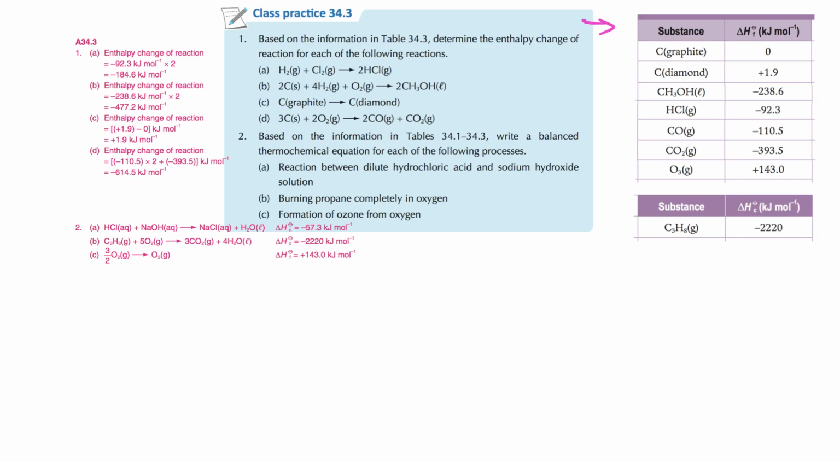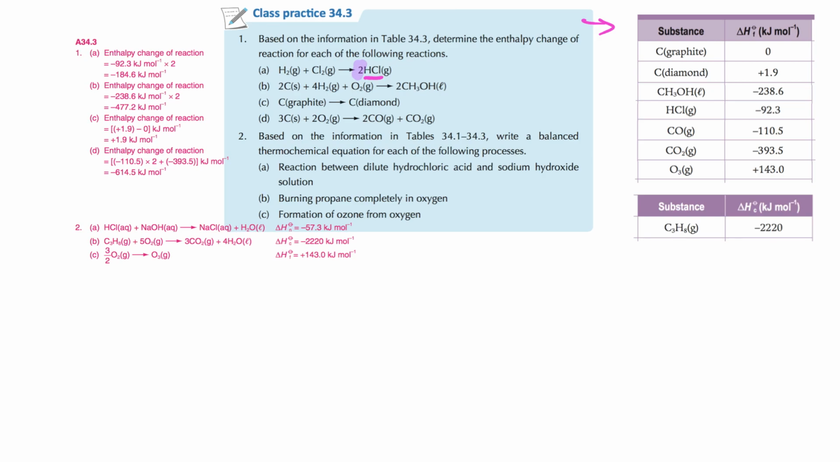Okay, I have provided you the table already. Just determine the enthalpy change of reaction for each of the following reactions. So first of all, you see that this one, H2 plus Cl2 become 2 HCl. We got 2 here, so this one is not 1.